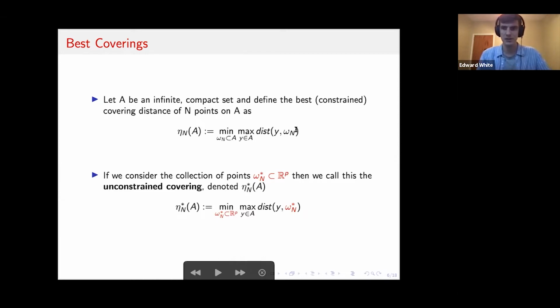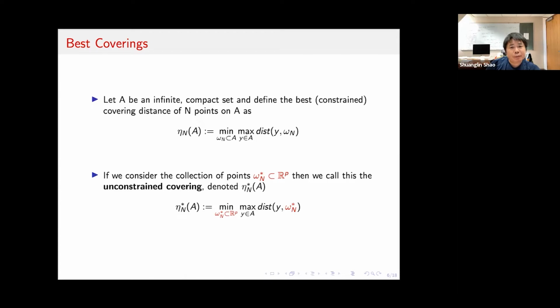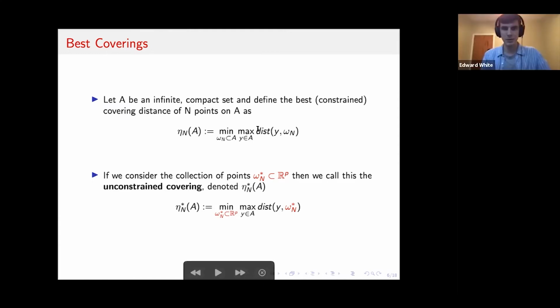Oh, yes. Packing means you can put balls in a box or you cover the box. Packing is putting the balls in the box. Okay. And then covering is the opposite question of I'm trying to contain a box with a union of balls. I see. Okay.